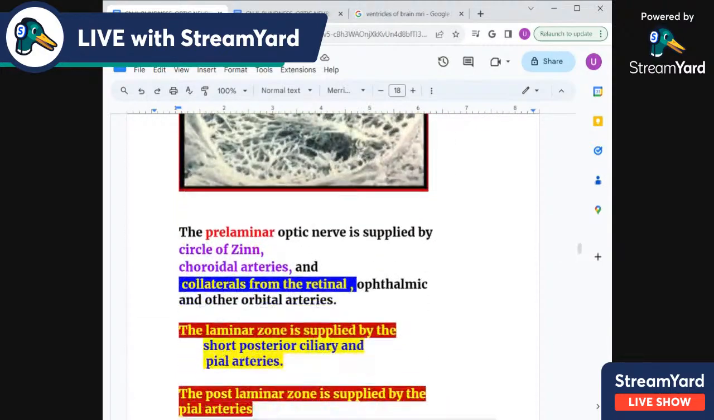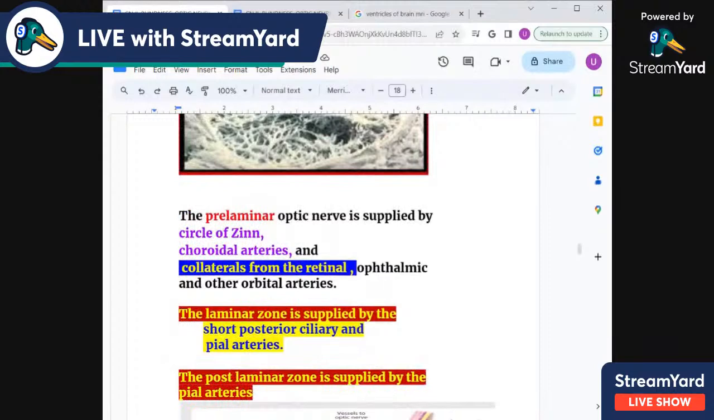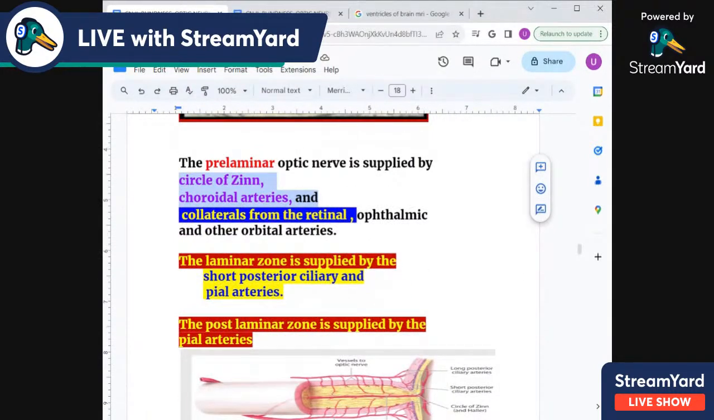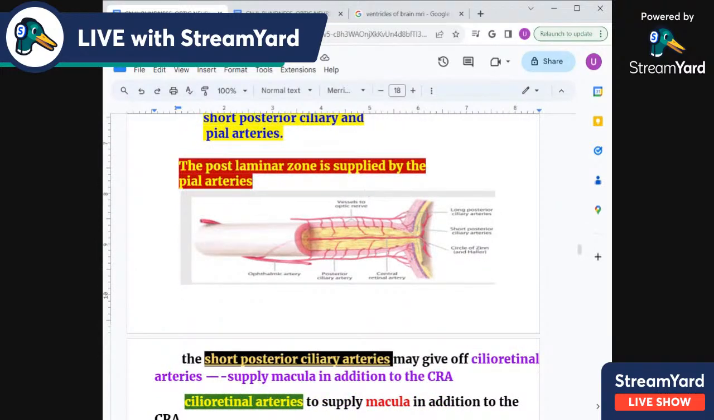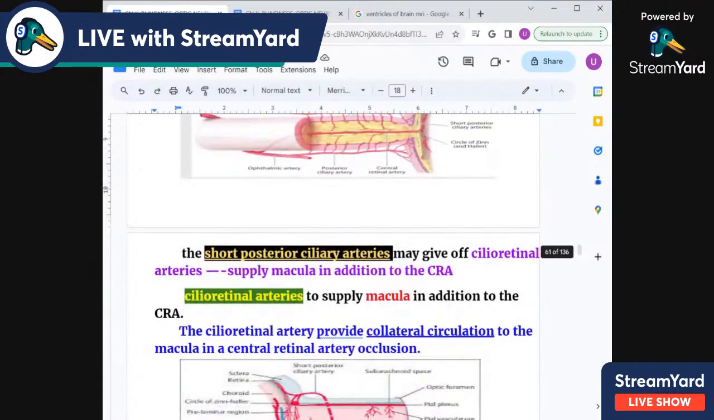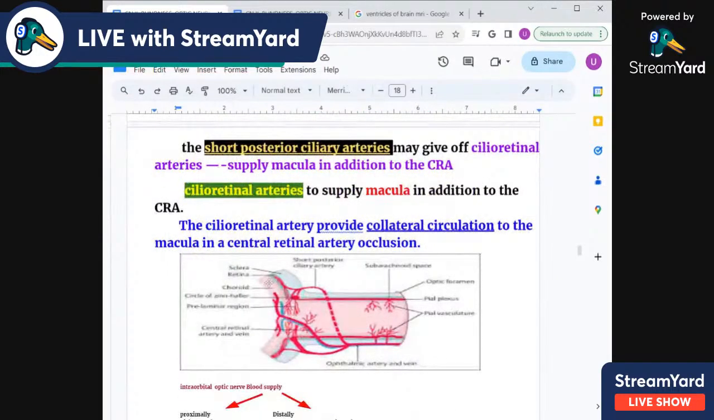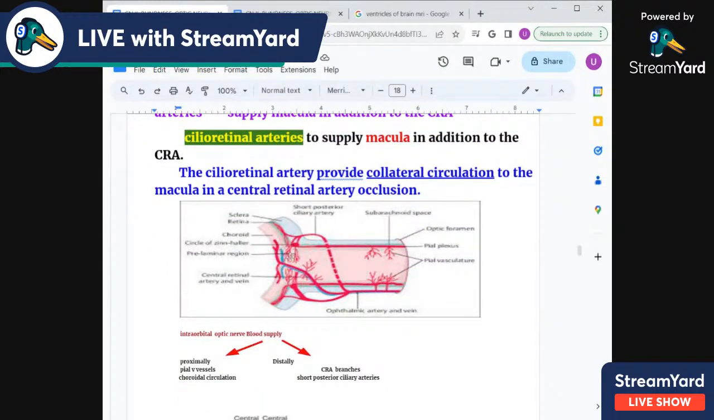So the prelaminar portion is supplied by circle of Zinn and choroidal arteries. Laminar zone is supplied by the short posterior ciliary and pial arteries, and the postlaminar zone is supplied by the pial arteries. These are the pial arteries supplying in the back portion. The short ciliary arteries also give rise to the cilioretinal artery. So this is the circle of Zinn here, and this is the pial arteries in the back portion of the nerve. Circle of Zinn in the prelaminar area and also to the optic nerve head.